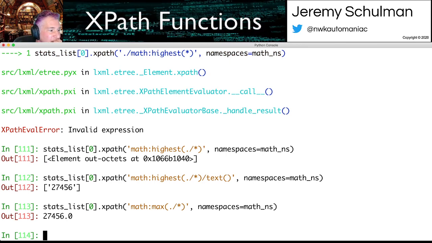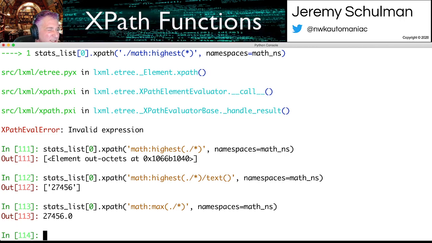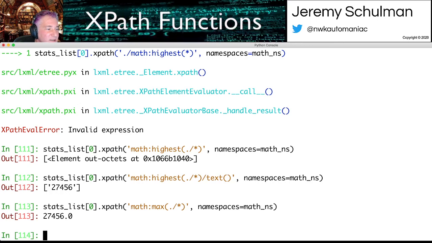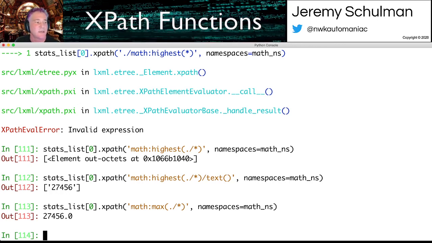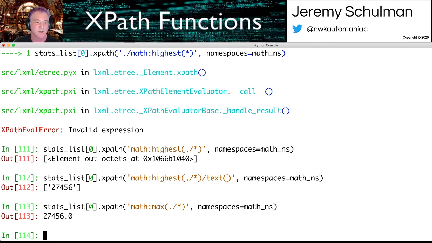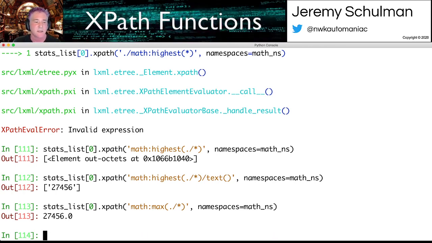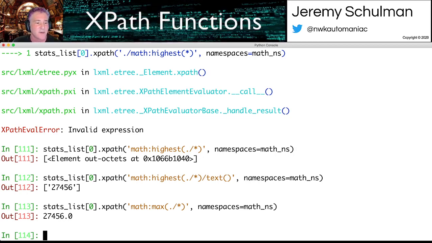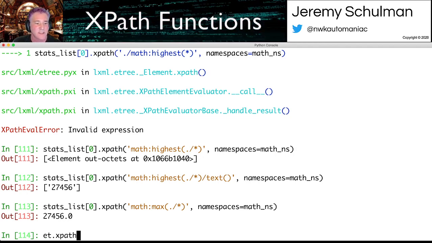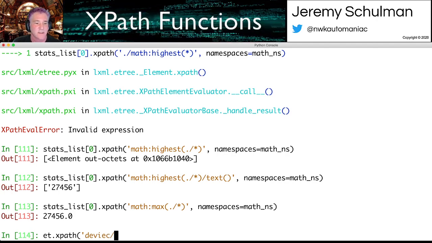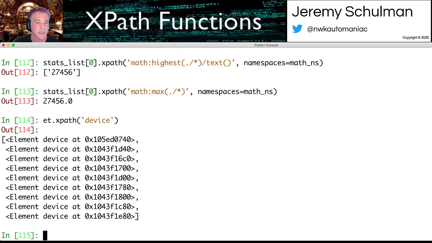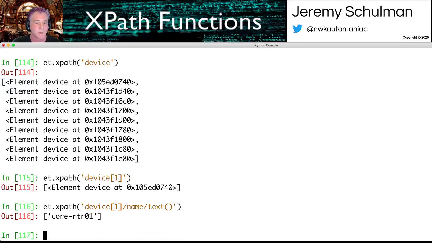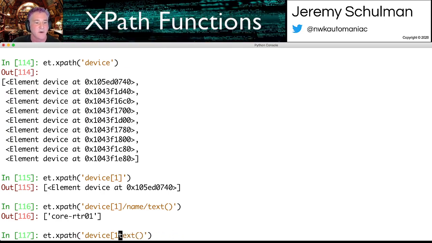Is there any way to skip exactly one child instead of any number, like your example with interface? Is there a way to skip exactly one child? I'm not sure what you mean by skipping a child, but I'll show you how you can skip things in general or pick specific things. For example, if I have an element tree and I have some number of devices, I can pick a specific device, say the first device. Well, let's do this just so we can see them all. So I have all of these devices.